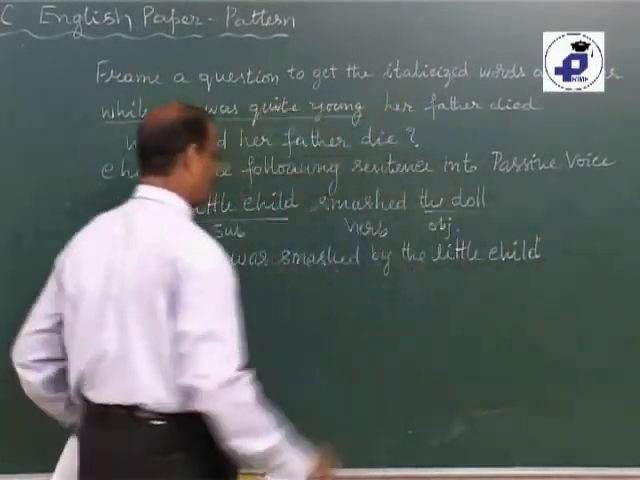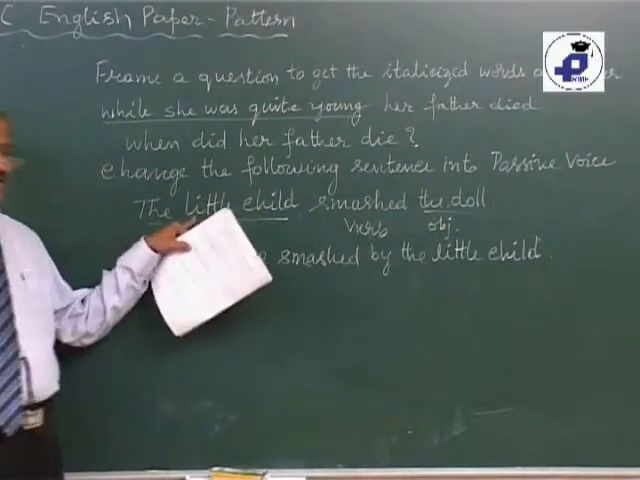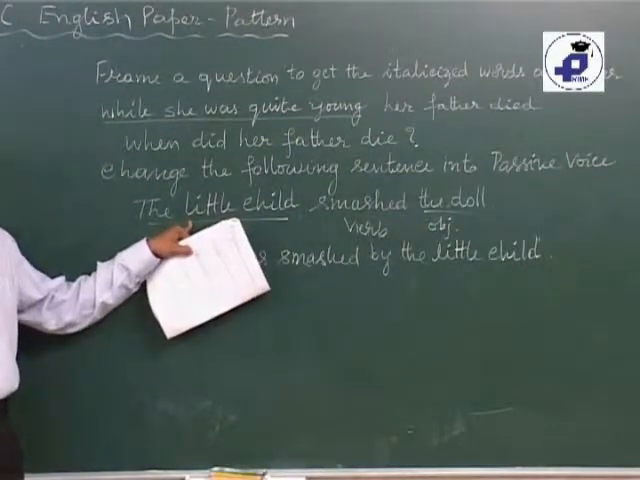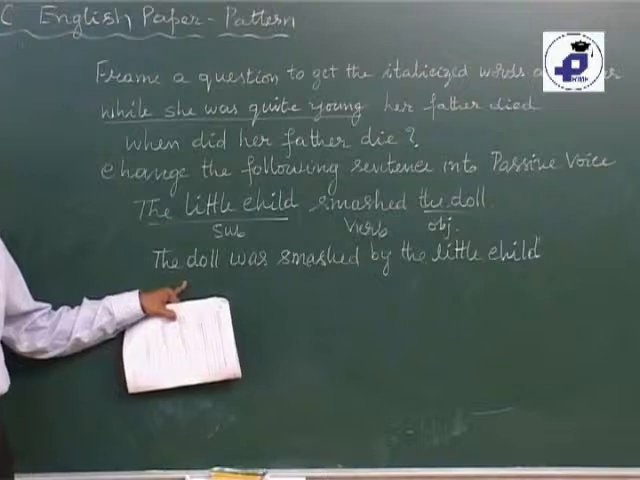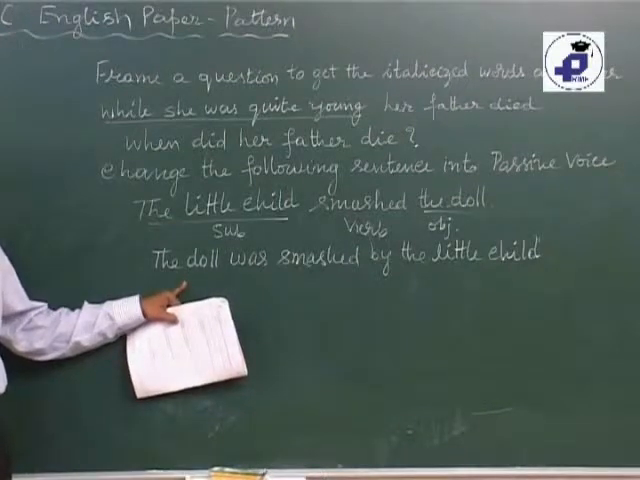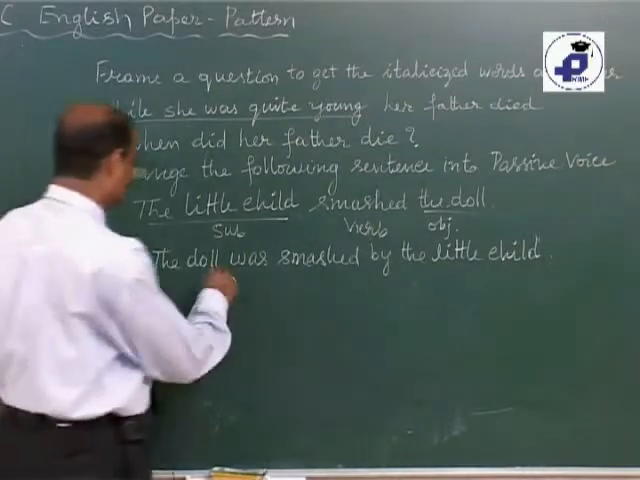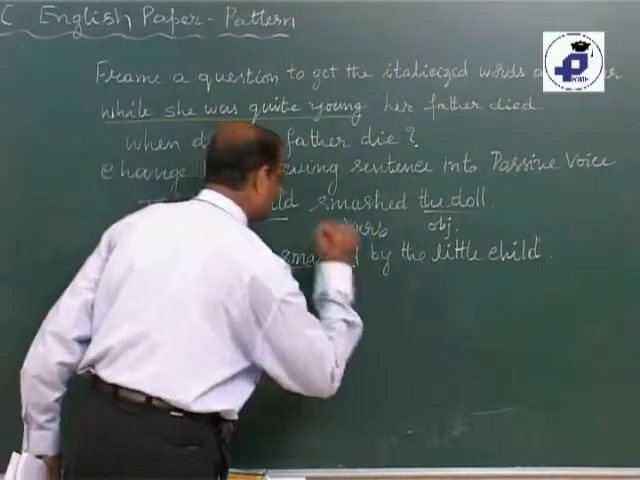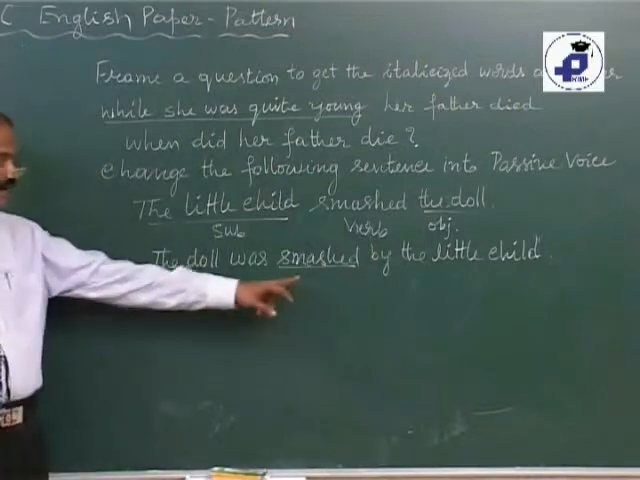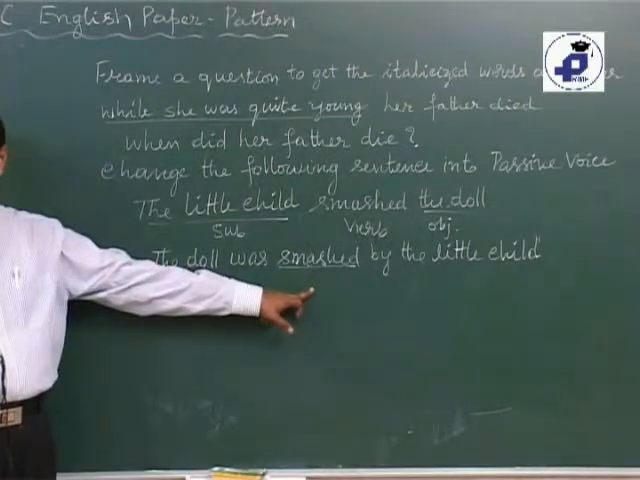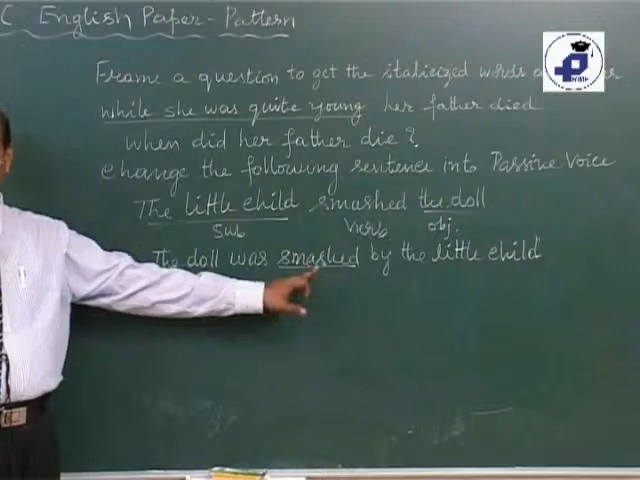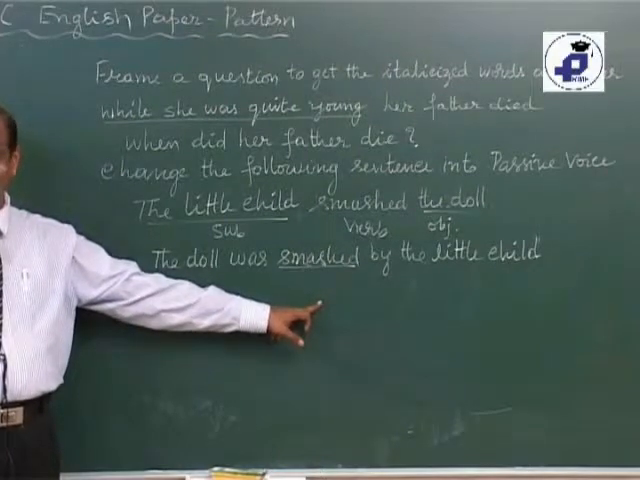So the voice is passive voice, but who does the action? It is the child. The child does the action. But we have converted the sentence into passive form, and the meaning should not change. Meaning should remain the same. See, we are using, the doll was smashed. Now this word smashed here is a participle. Smash, smashed, smashed. So you should remember.